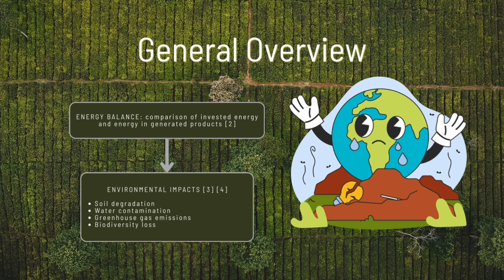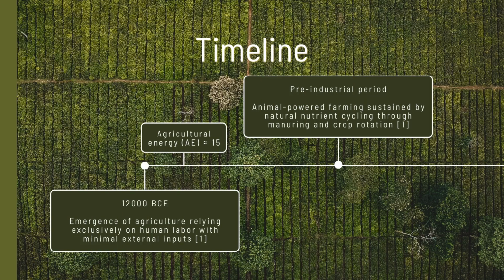This concept compares the total energy invested in production with the energy contained in the agricultural products generated. This allows researchers to understand if any energy efficient improvements are required. Because the excessive use of energy in agriculture can have serious environmental impacts, it is crucial to minimize it. This is the case as it can contribute to soil degradation, water contamination, greenhouse gas emissions, and biodiversity loss.